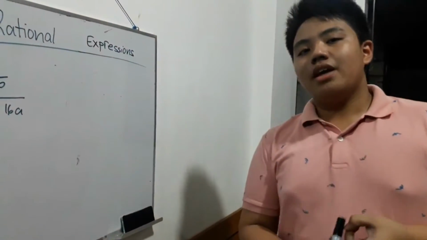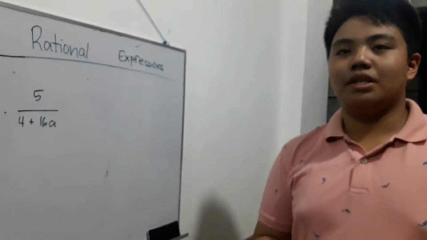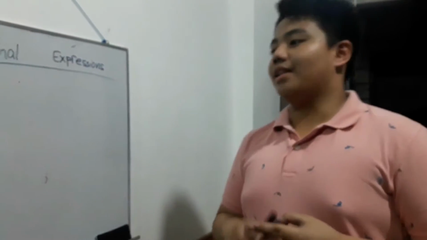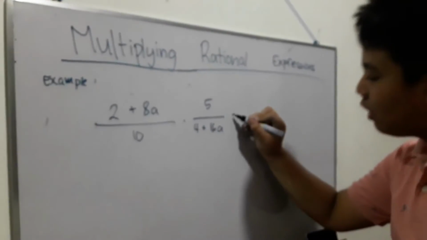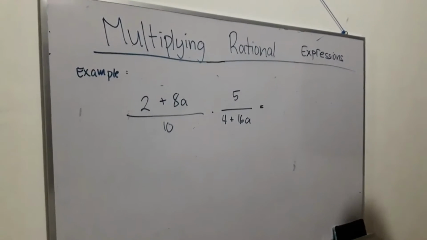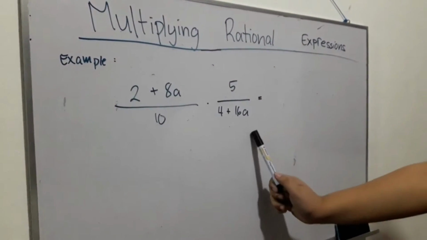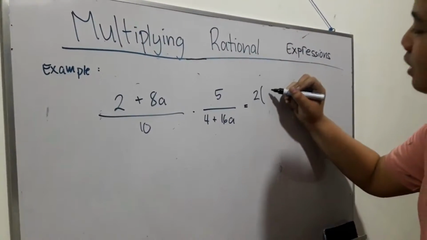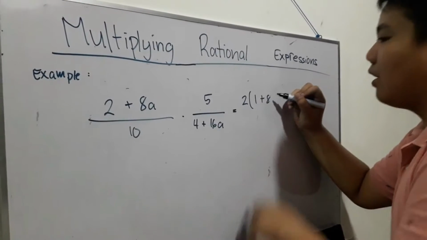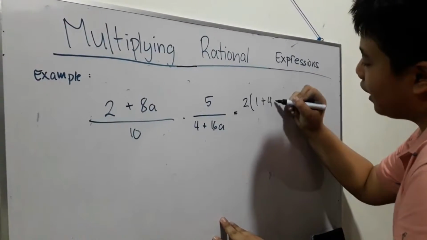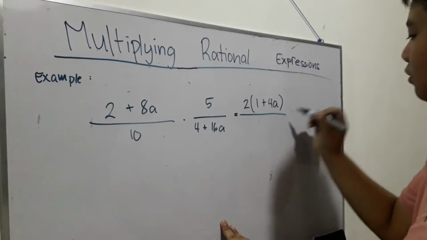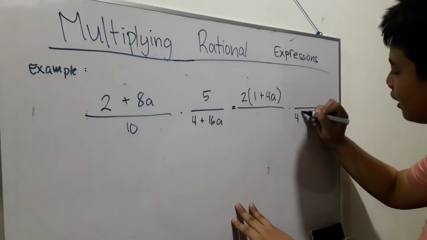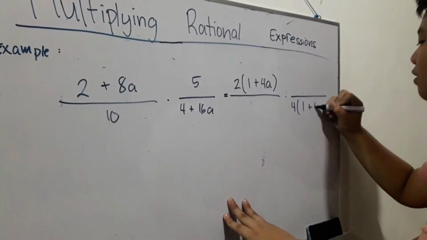And in this situation, you can use all of these rules. You can factor, find the GCF, and cancel. So, if you do all of these, you first have to factor 2 plus 8a and 4 plus 16a. That will give you 2 times 1 plus 4a. And 4 plus 16a will become 4 times 1 plus 4a.